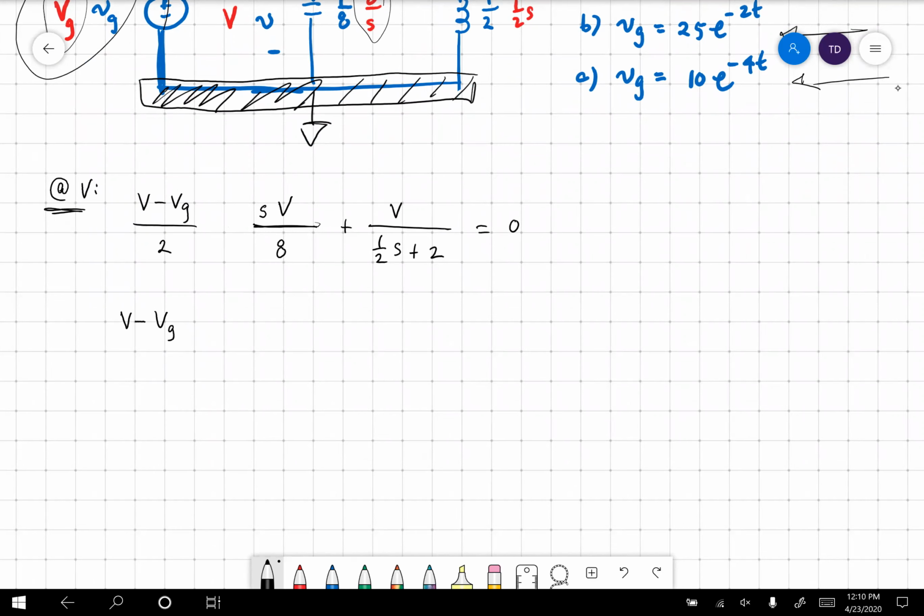V minus VG over 2, leave that alone, plus SV over 8, plus, now I'm going to multiply top and bottom here by 2 over 2. So this is going to give us 2V in the numerator divided by S plus 4 equals 0. Now the common denominator is what is common in all of the functions. There's only one.